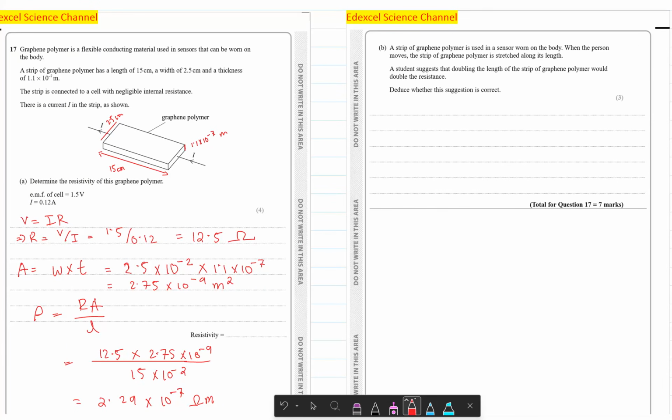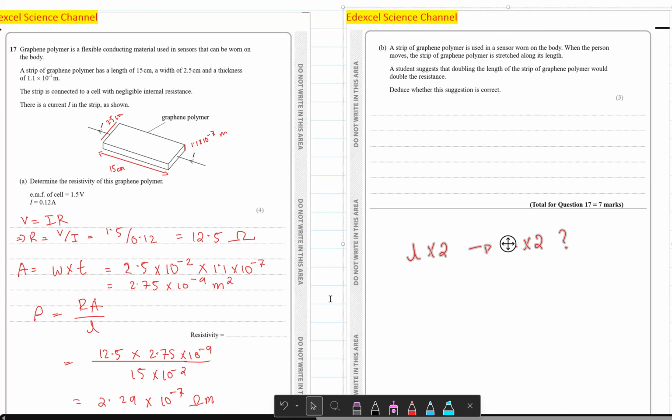Moving on to question number B. A strip of graphene polymer is used in a sensor worn on the body. When the person moves, the strip of graphene polymer is stretched along its length. A student suggests that doubling the length of the strip of graphene polymer would double the resistance. So the claim is that if the length increases by twice, the resistance will also increase by 2 times. Now, is this correct? This is basically the question's claim. Deduce whether the student is correct.